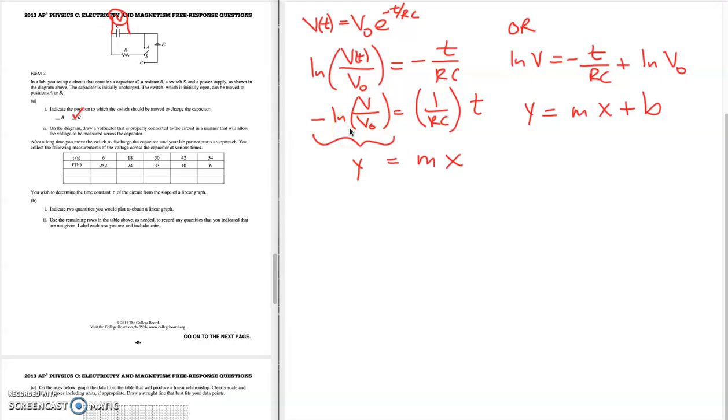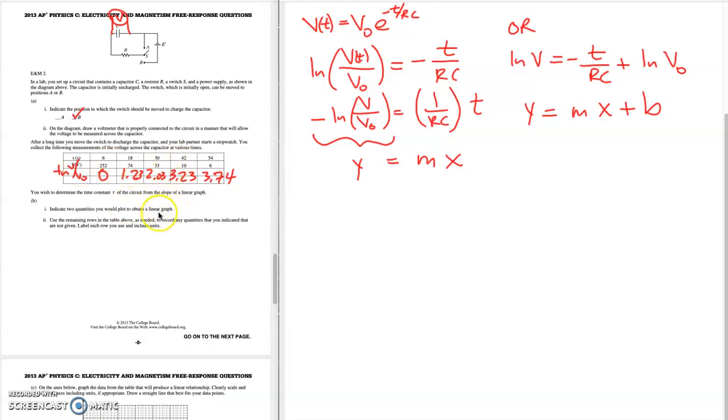So for my data table, this is going to end up being v naught, 252. So I'm going to have minus natural log of v over v naught for my one line here. I'm going to have a 0, 1.23, 2.03, 3.23, and then 3.74 for my minus natural log of voltage at a given time divided by the original voltage. And my x variables are going to be just those times up there.